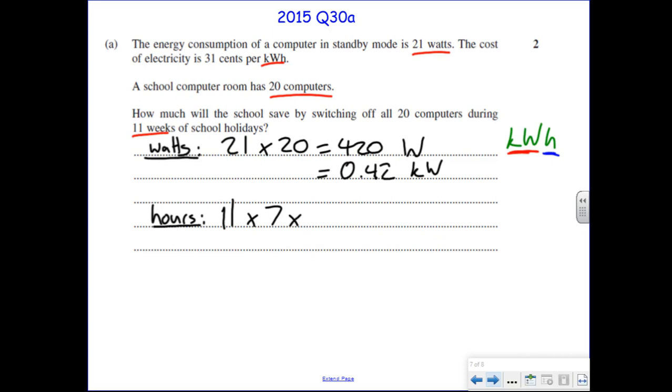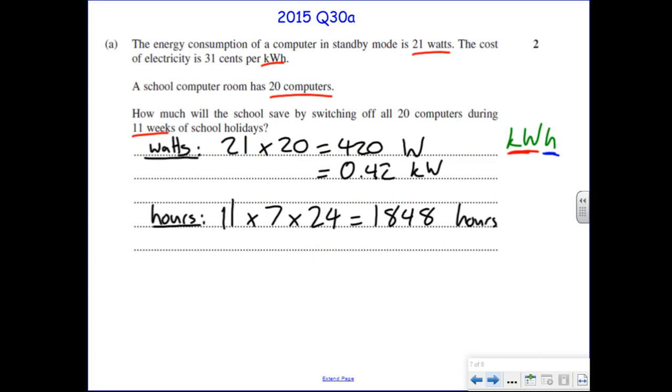So we're going to now times this by 24 because there's 24 hours in a day, leaving us with 1,848 hours. So what we're saying here is, over these 11 weeks, if you add up all the time spent with all those 20 computers, a total amount of 1,848 hours have been used.